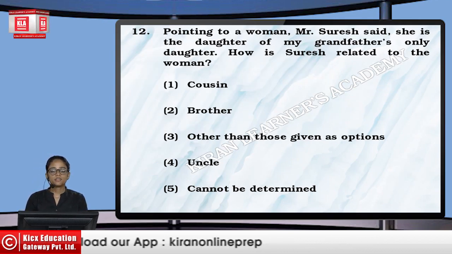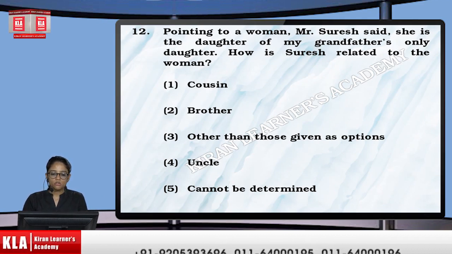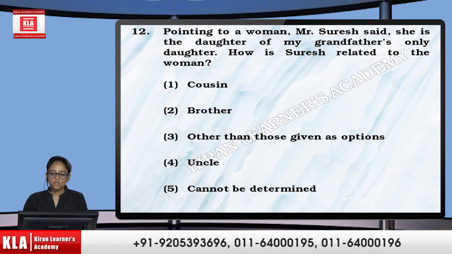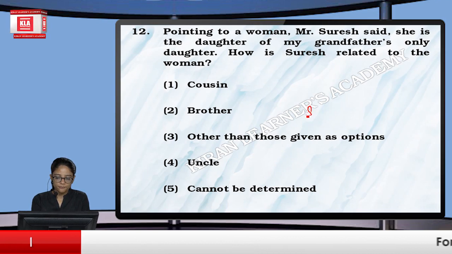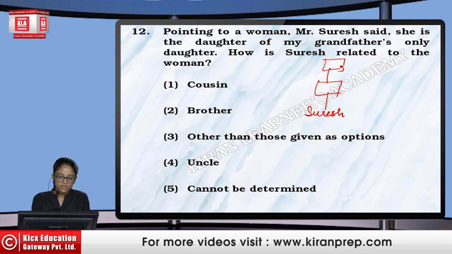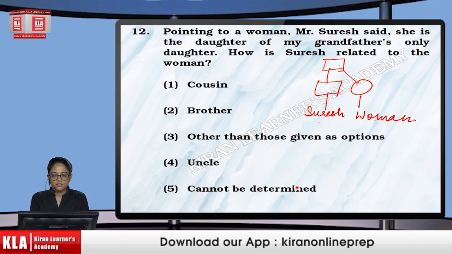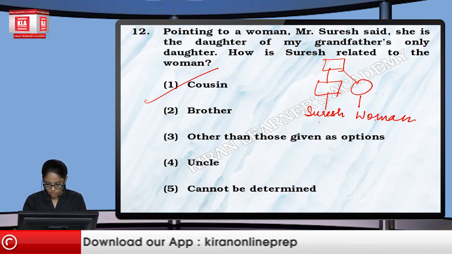Let's see next. Next we have indirect type. Pointing to a woman, Mr. Suresh said, "She is the daughter of my grandfather's only daughter." My grandfather means Suresh is saying grandfather will be whom? Father's father. Grandfather's only daughter will be aunt, and aunt's daughter is the woman. So Suresh is related to the woman as cousin, because they are not brother and sister. Reason being they have separate fathers and mothers. So the option will be 1.